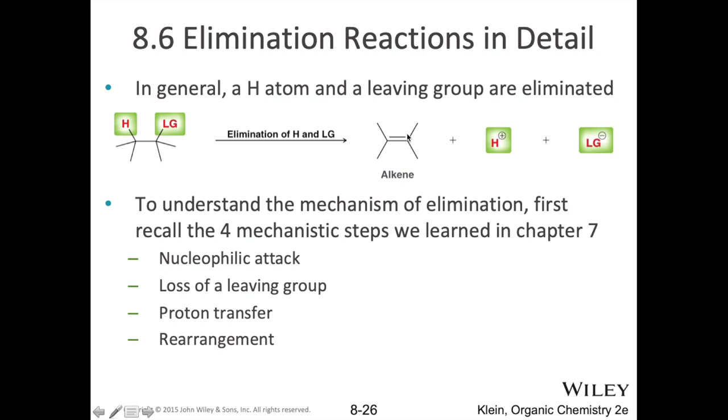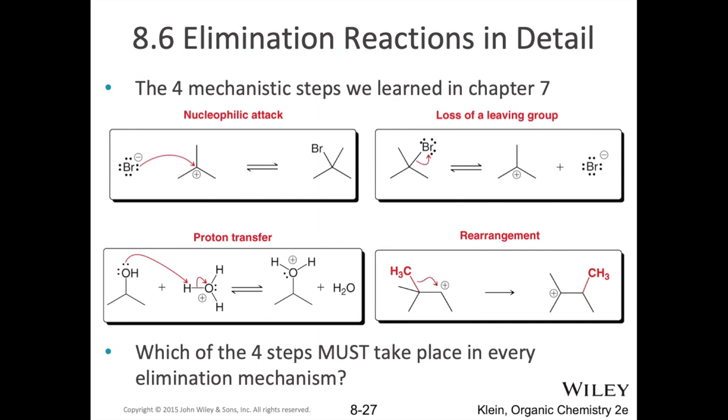Now, to understand this fully, let's think back to some of those steps that we saw in previous chapters that are behind all mechanisms. So we have, of course, the 4 steps: a nucleophilic attack, the loss of a leaving group. If you recall, both of those are essential for substitution mechanisms. And of course, we have proton transfers and carbocation rearrangements, which might also be involved. Just as a visual, here are the 4 different steps. And remember, nucleophilic attack and a leaving group leaving are kind of reverses of each other. All right. Now, let's think about how this applies to an elimination reaction.